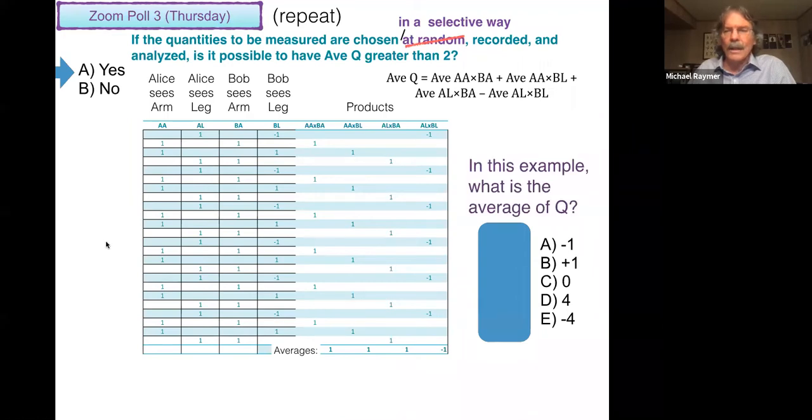So then in this example, what is the average of Q? There's no poll question, but just work it out in your head. Look at the bottom row here. These are the averages of the columns. Therefore, these are the correlations. Those are the quantities that appear in this formula. So I'll give you 20 seconds.